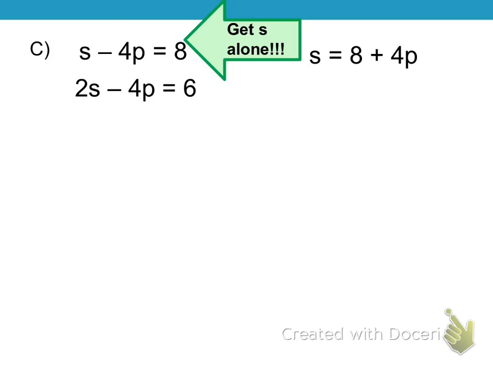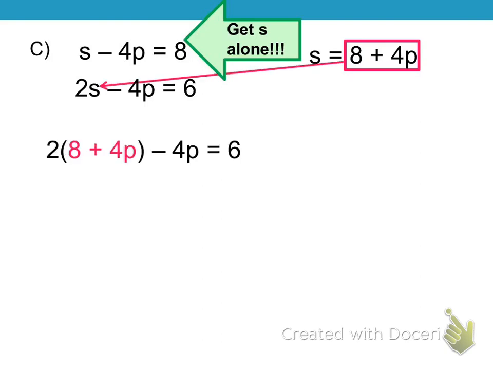All right, so now we're going to plug this value in for the s where? In the other equation. So 2 parentheses, our new value. When you distribute the 2, you get 16 plus 8p minus 4p equals 6.